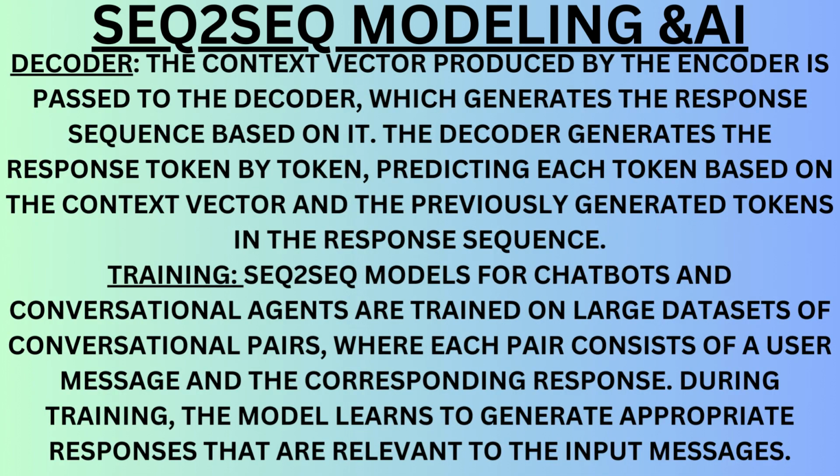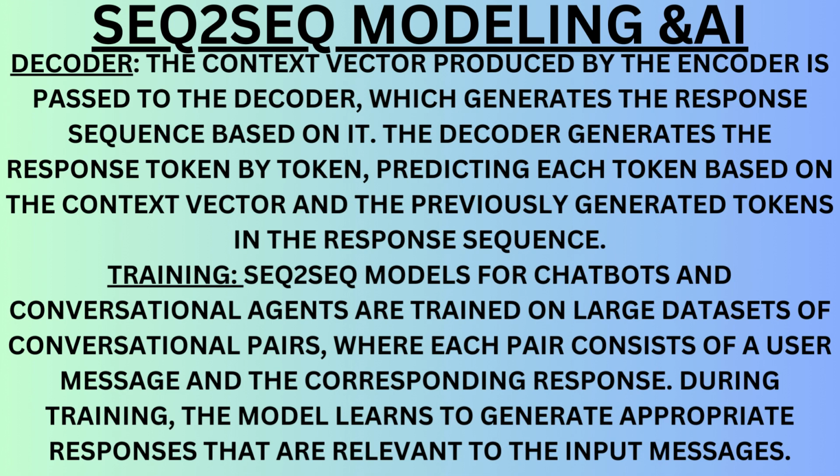Decoder. The context vector produced by the encoder is passed to the decoder, which generates the response sequence based on it. The decoder generates the response token by token, predicting each token based on the context vector and the previously generated tokens in the response sequence.